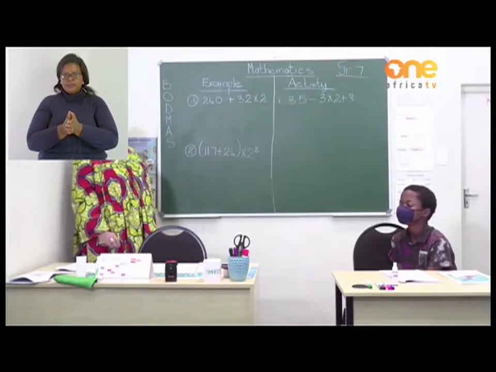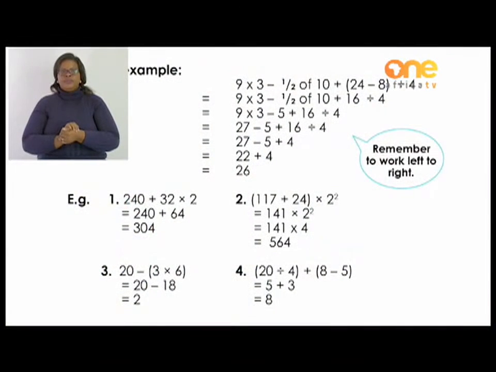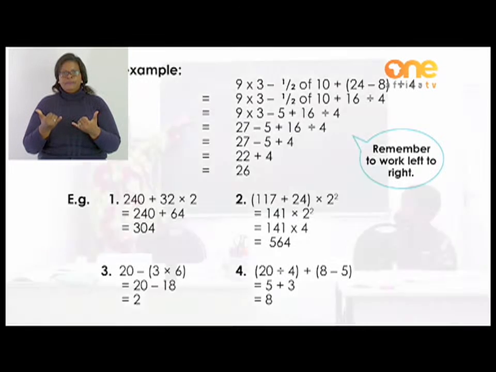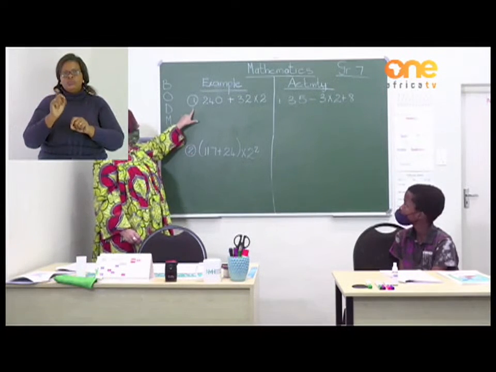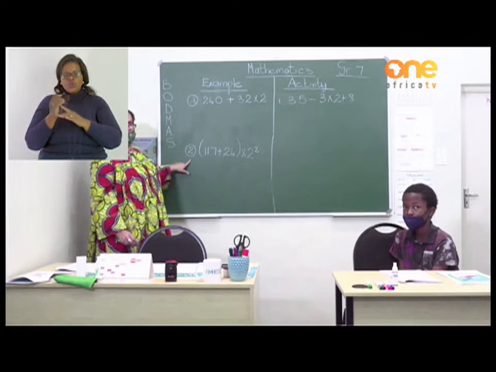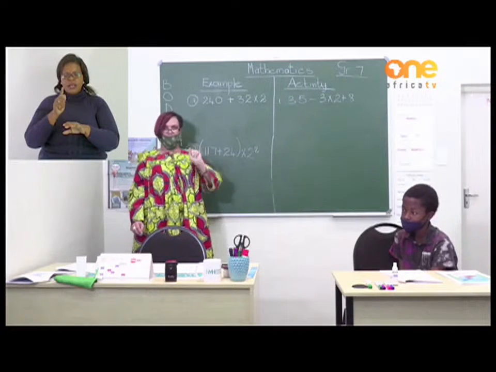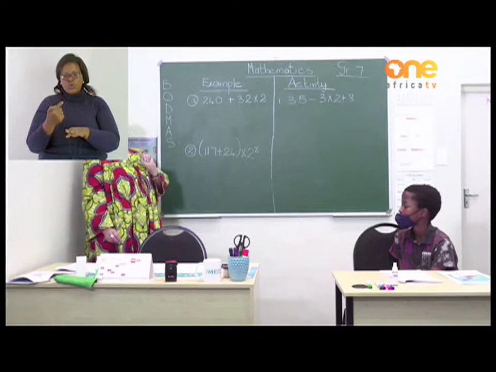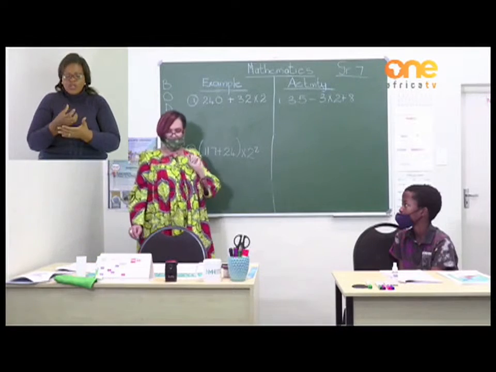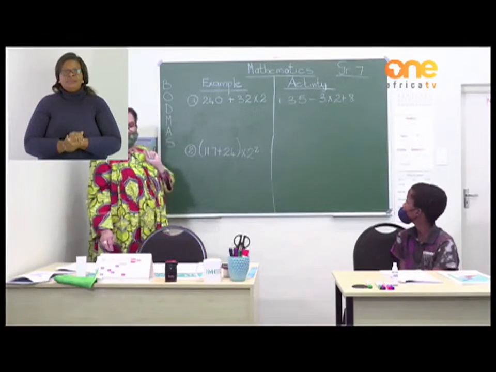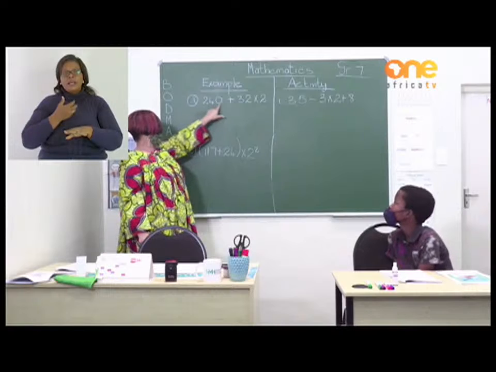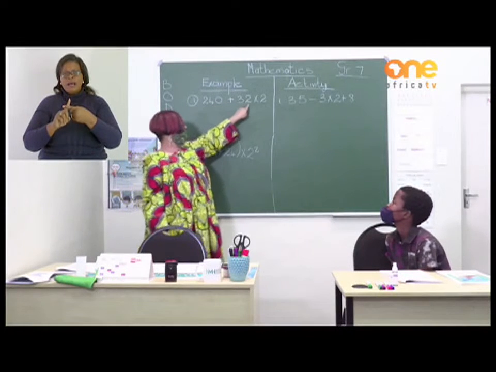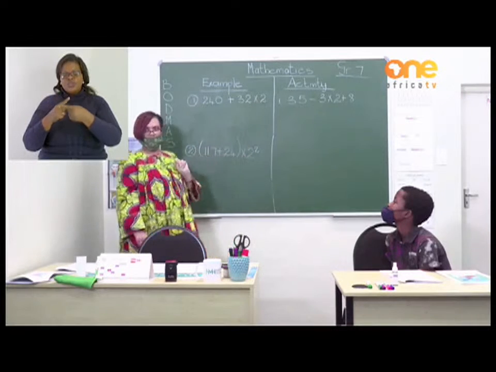On page 14, you will find a few examples. Now, I have written 2 of the examples on the board. So we will go through these 2 examples, and you have to go with me. Try and get the answer before I write the answer, so you can find that as quick as possible. In my example, we have 240 plus 32 times 2.